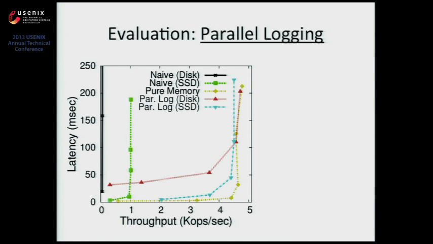Because we are stressing the system to the most we can achieve in our environment, what we are having here is that parallel logging allows your system to have a performance as close as a pure memory system, at least in terms of logging, okay?